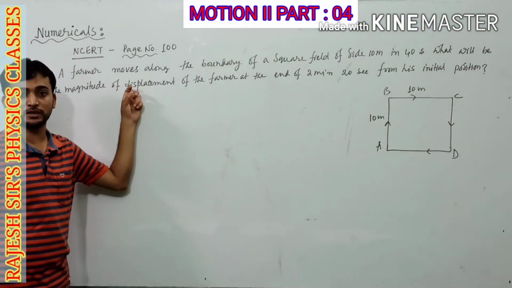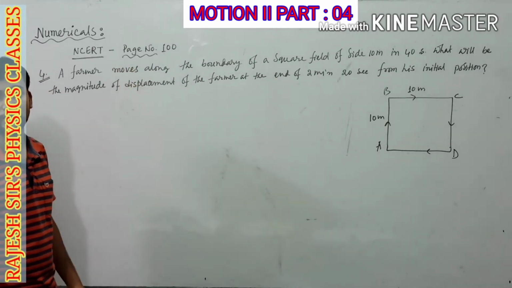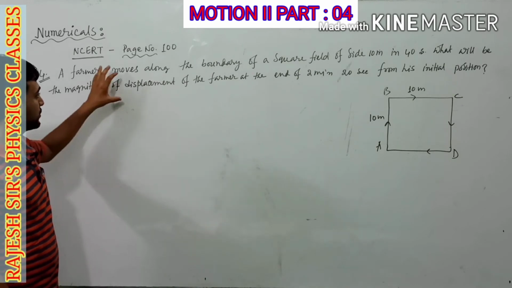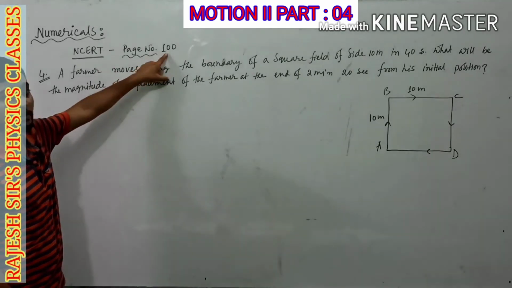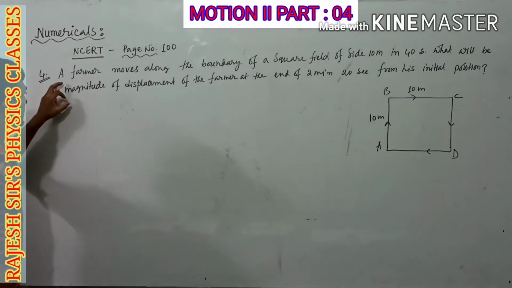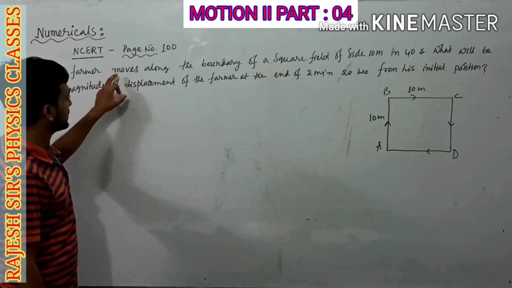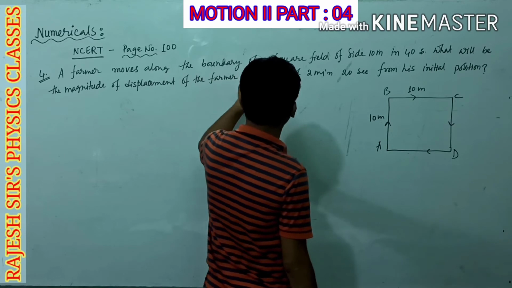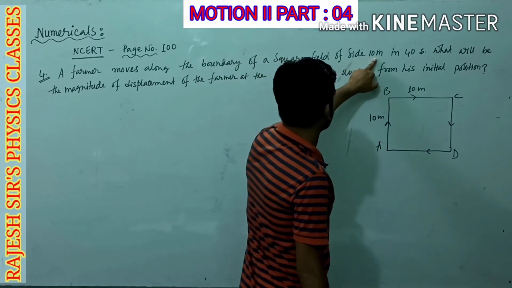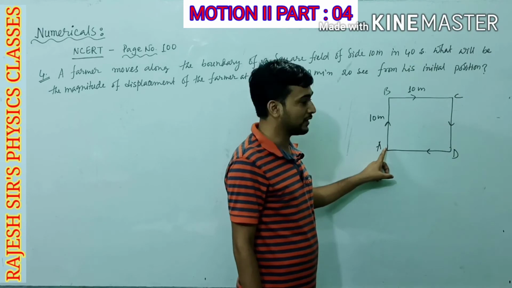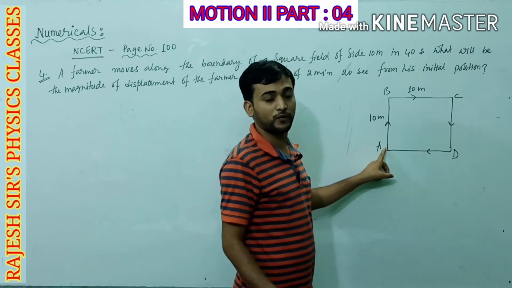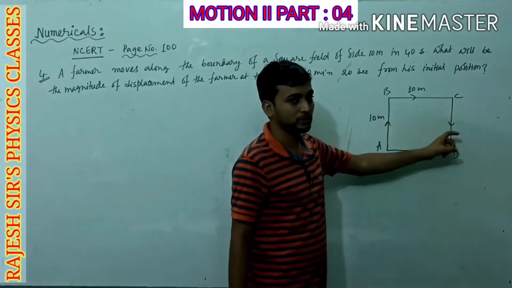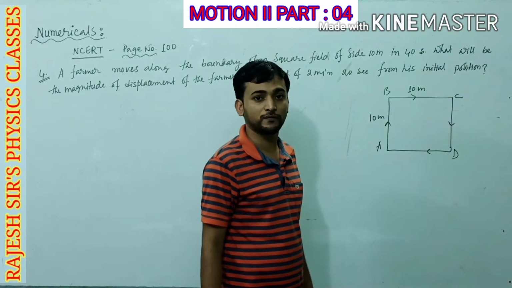This question has been taken from your NCERT book. If you go to page number 100 of your NCERT book, you will get this question as the in-text question. This is question number 2 of page number 100. Now in this question, what is given? It is given that a farmer is moving along the boundary of a square field of side 10 meter in 40 seconds. After starting from point A, just at the end of 40 seconds, the farmer reaches the point A again, once going through the boundary of the square field.